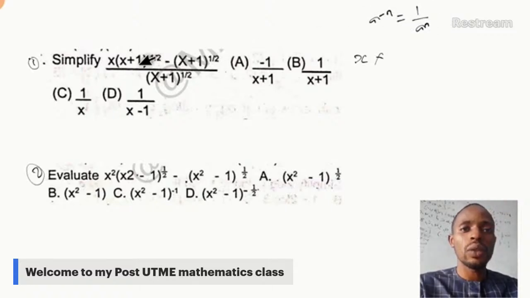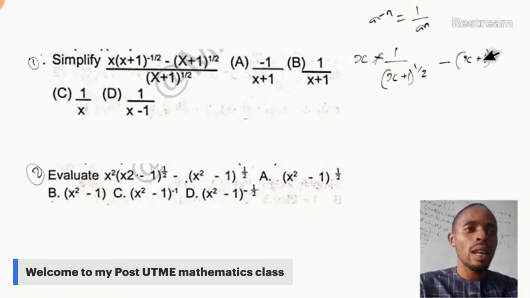So let's apply it to what we have here. That will be equal to s times 1 over (s plus 1) raised to the power of 1 over 2, minus 1 over (s plus 1) raised to the power of 1 over 2, everything divided by s plus 1, raised to the power of 1 over 2.